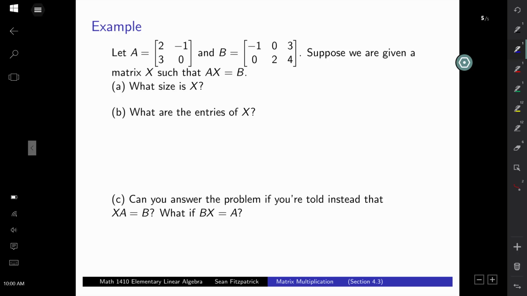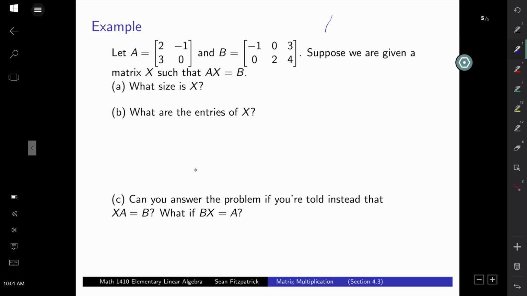One more example, just to kind of play around with these ideas, right? Understanding when is matrix multiplication defined and what can you do with it. I've got 2 matrices there, A and B. I want to find a matrix X so that A times X equals B. The first thing we might ask is, is that even possible? Can I do A times X and get B?